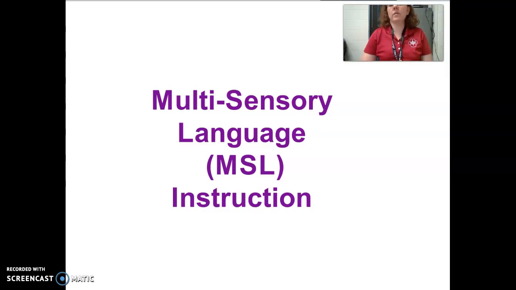Okay, y'all, today we are going to talk about multisensory language (MSL) instruction. I know you already talked about this to some extent with Dr. Schneider in the class you had with her, but I thought it would be helpful for us to see how this could go specifically into a math classroom.